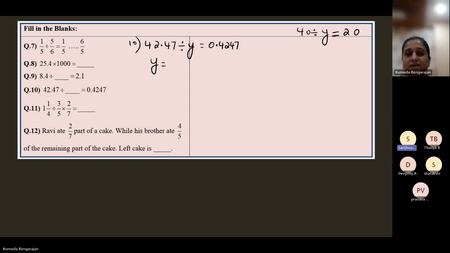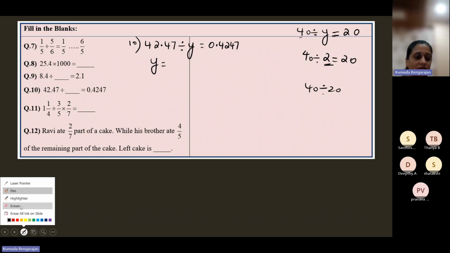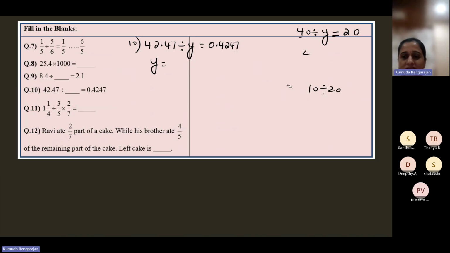Ma'am, 40 divided by 2 is 20. Yeah, 40 divided by 2 is 20. Now, how to get this answer 2 using 40 and 20? You should divide 40 by 20. So here, what will you write? See, very simple. What you have to do is write a similar situation using natural numbers. So we have created a different question. 40 divided by y is 20. So here, how will you find the value of y? You know the answer is 2. How to get that number 2? y is equal to 40 divided by 20. So y is equal to 2.